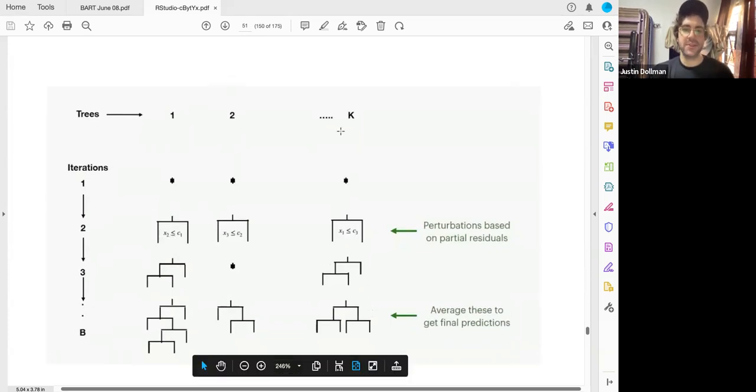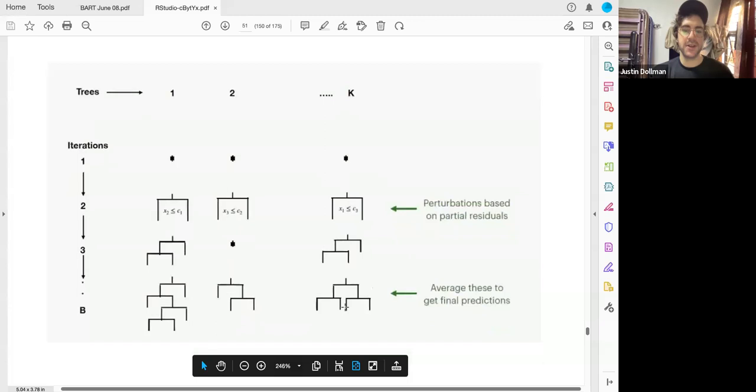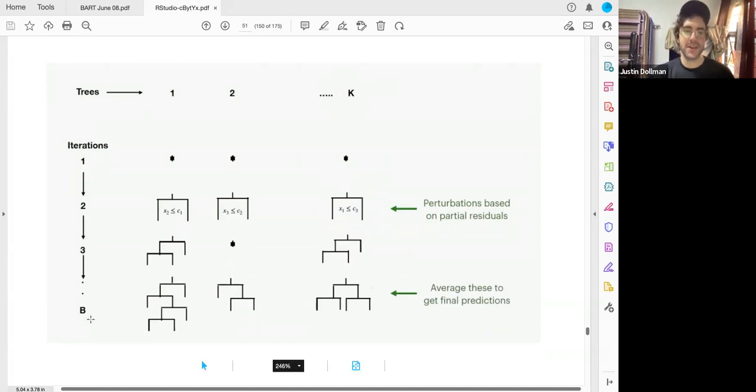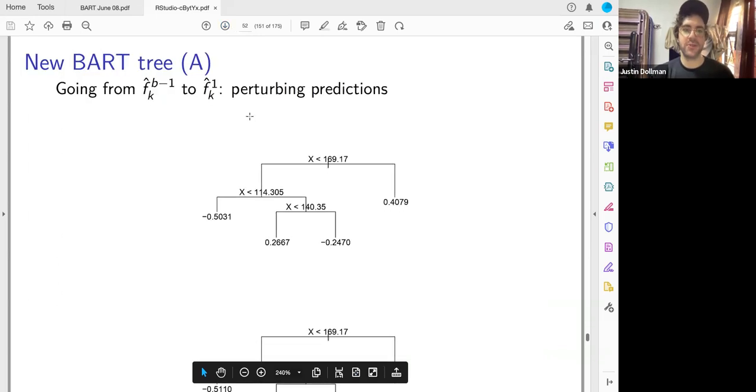And then it's an ensemble method, so at the end we're going to average these trees to get the final predictions. Okay. So we're going to be averaging over K trees, as we've been doing this entire time. Well, I guess we've been averaging over B trees, but now B is K. So I apologize for that. Okay, so this is a little bit more on these perturbing predictions.